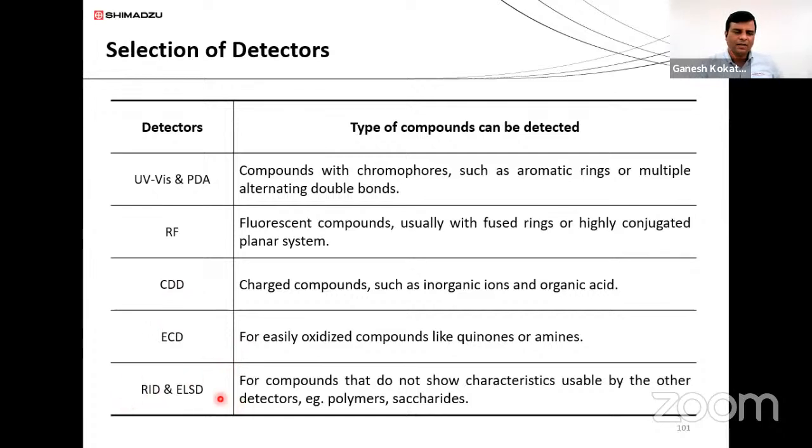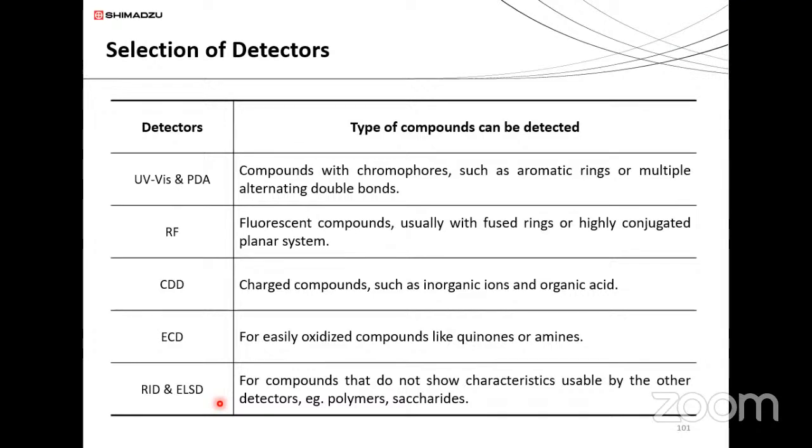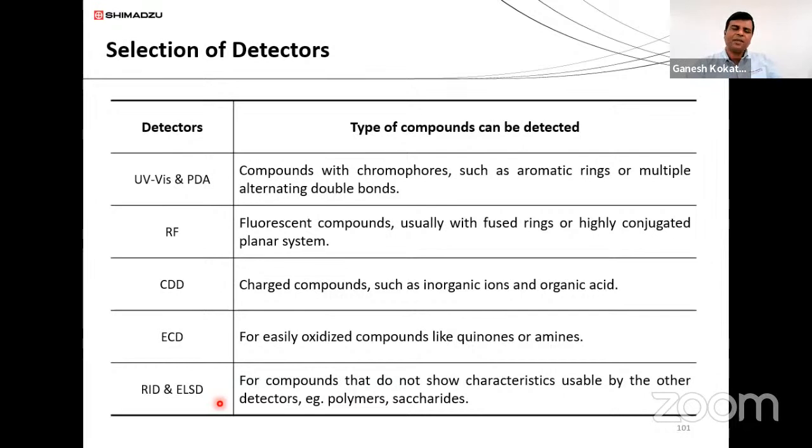So RI and ELSD. RI normally we are using for some sugar moiety, saccharides, or maybe some of the analysis like polymers or different analysis we are using the RI detector if it is isocratic only. But if it is gradient, then definitely yes, we need to use the ELSD as a detector apart from any other detector if the compound is UV inactive.